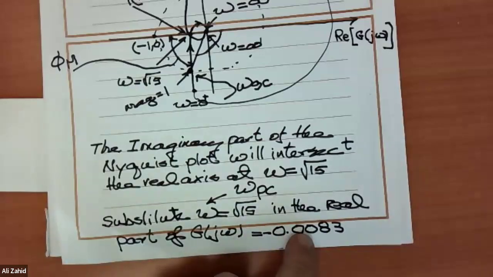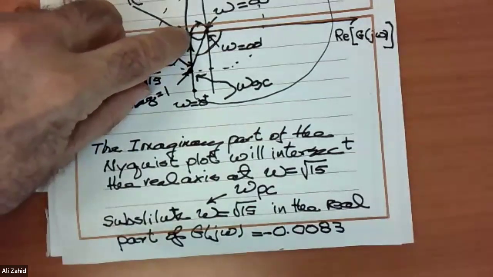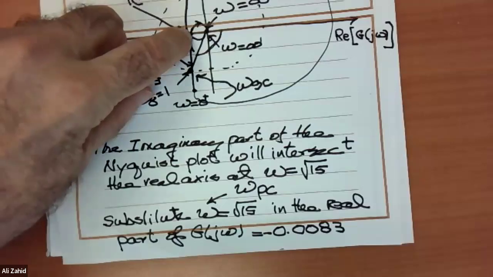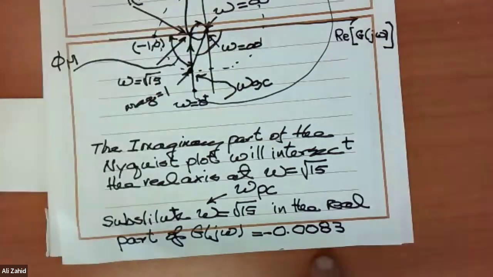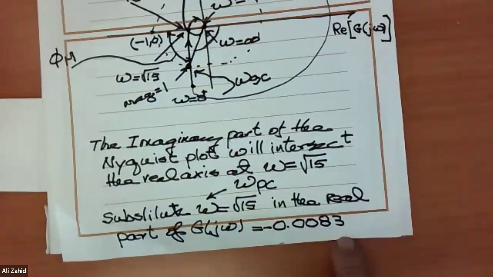This is this interception, the coordinate. 1 over this is the gain margin. But you need to write it in dB. So did we understand the gain margin? Everyone? I did. The rest?